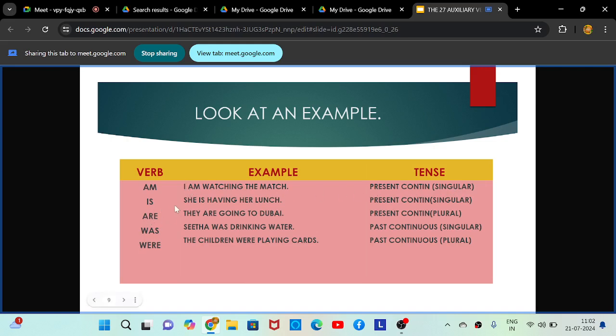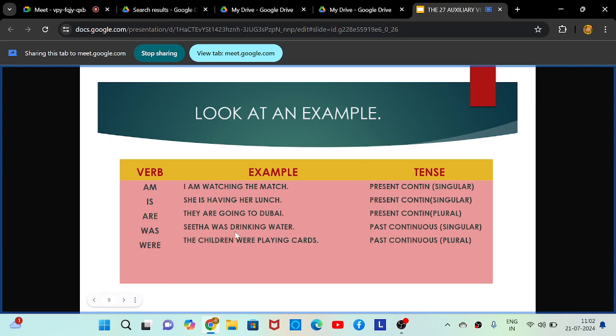Using is, I can say she is having her lunch. That is also in present continuous singular. She is singular, that's why I am using is. Next is using are. They are going to Dubai. So here they is plural, so I am using are, and they are going to Dubai is also in present continuous tense.